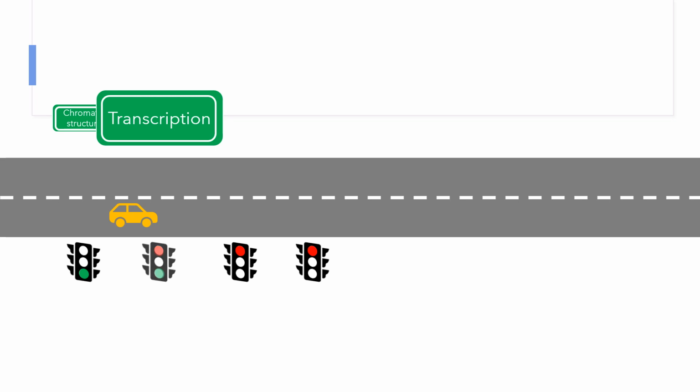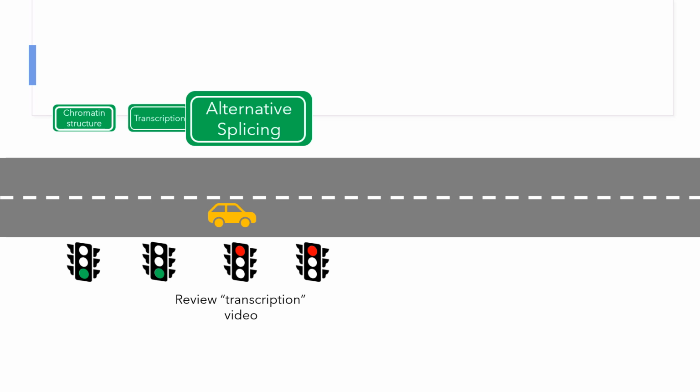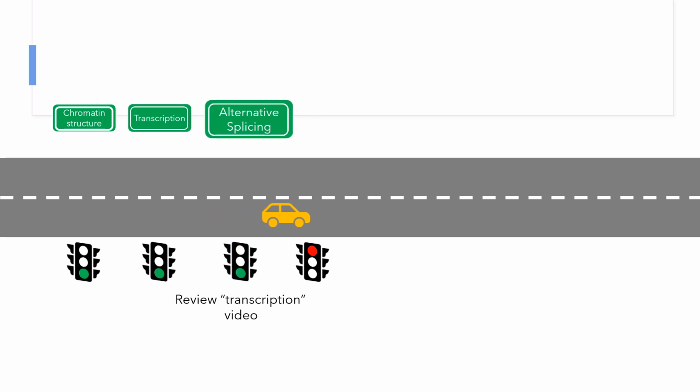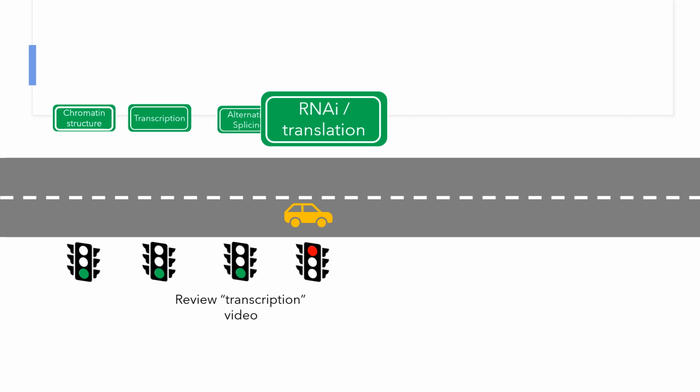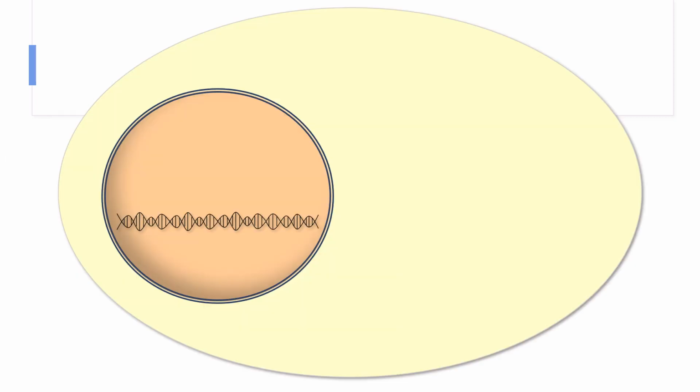Now we have transcribed our gene, we can move on to the next stoplight, which is alternative splicing. We're not going over the details on this process here, but you can review it in the transcription video. Once splicing has taken place, we can move on to the regulation of translation, which, among other mechanisms, can be regulated by a process called RNA interference, or RNAi. Naturally occurring RNA interference results from the expression of non-coding, or NC, RNA molecules, including microRNAs. These are transcribed in the nucleus and form hairpin structures, which are then exported to the cytoplasm. Here, the microRNA is processed, and one of the two strands will be incorporated into a protein complex called an RNA-induced silencing complex, or RISC.